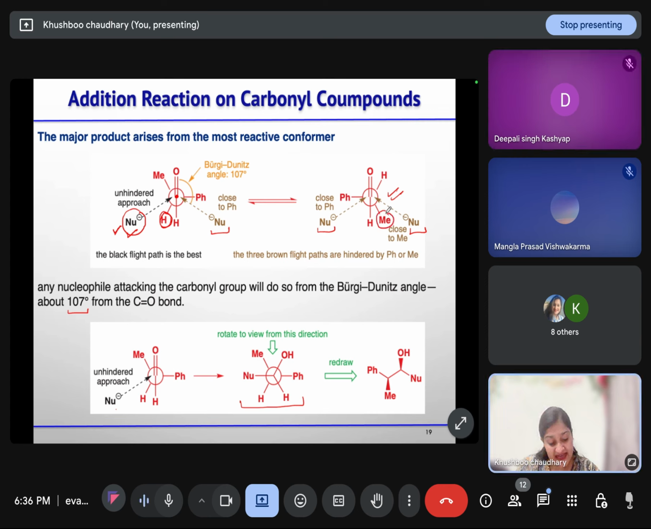Here we are showing methyl near to the nucleophile, right? If you rotate this first structure, so when we rotate, this phenyl will come 180 degrees, 180 degree rotation we will give. Methyl will come down, hydrogen will go up, right? Yes, ma'am. So now the nucleophile is facing the methyl group, that is bulkier than hydrogen. So this approach is also not favorable. Okay. Yes, ma'am.